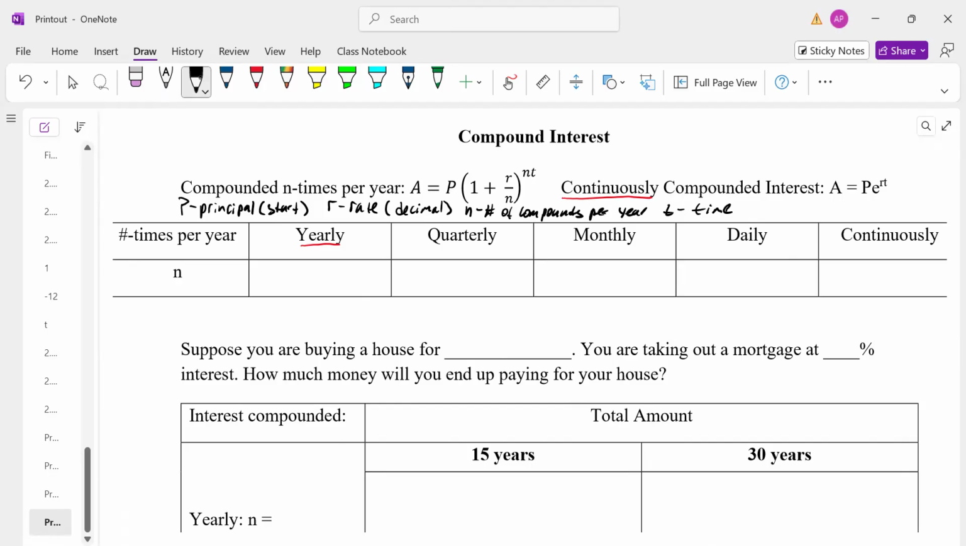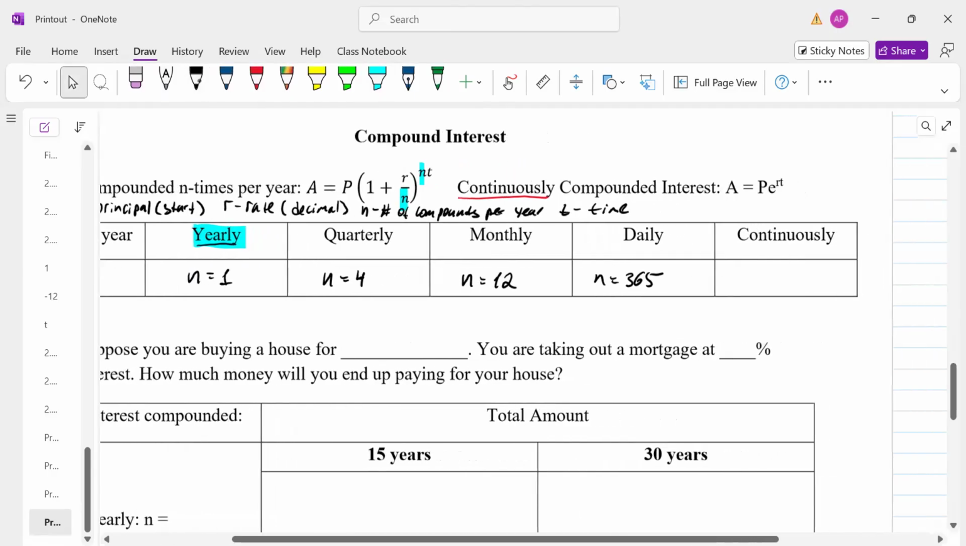Okay, so now our n will change depending on how many times per year we compound. So for example, if we're compounding our interest yearly, then n is equal to 1 because it's done once a year. Quarterly, that means it's done 4 times a year, so n is equal to 4. Monthly means it's compounded 12 times a year, every month, so n is equal to 12. Daily is n equals 365.